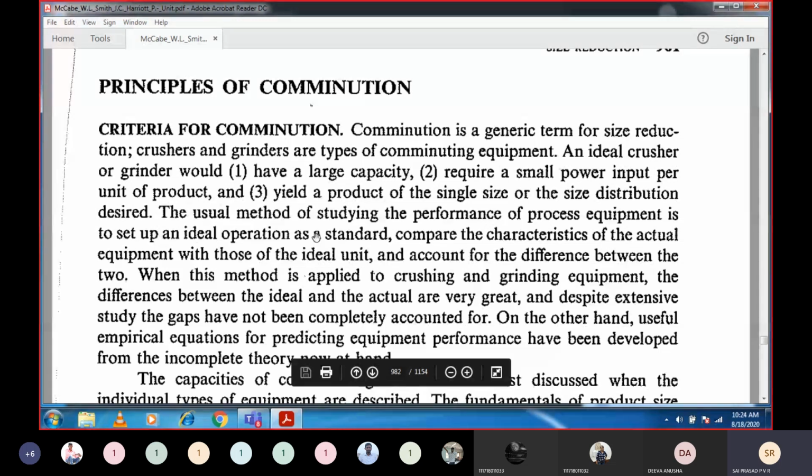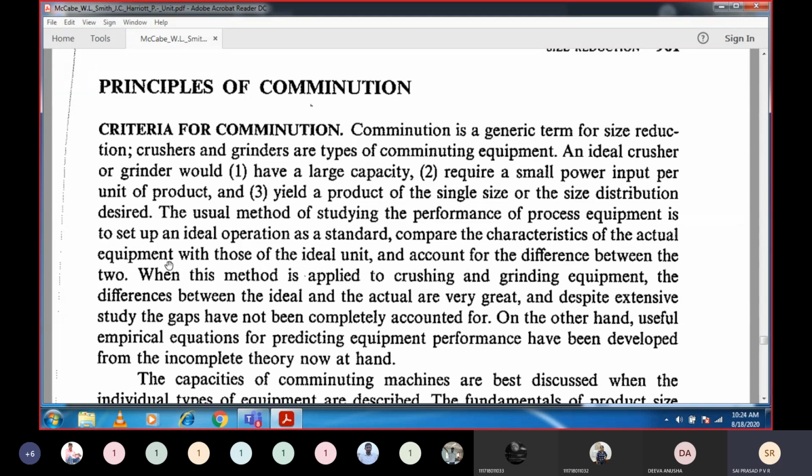The usual method of studying and performing the process equipment is to set up an ideal operation. So in the MEO lab, you should do this first, an ideal operation as a standard procedure. First, how you are adding the material is important, how you are taking the material is important, and how you are doing the analysis is also important. And compare the characteristics of the actual equipment.